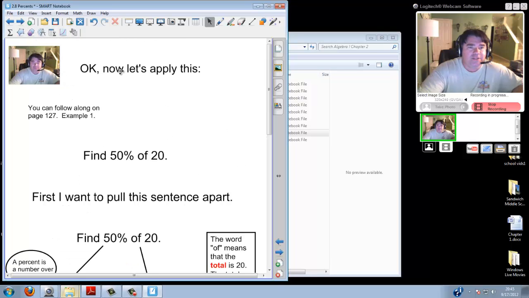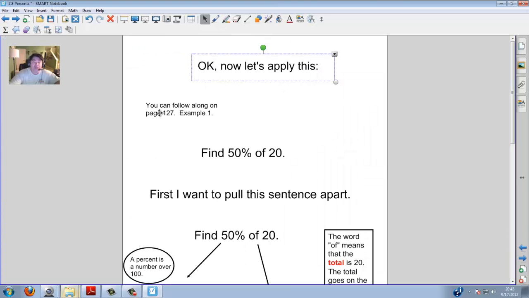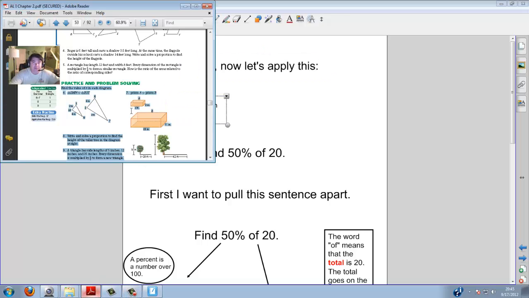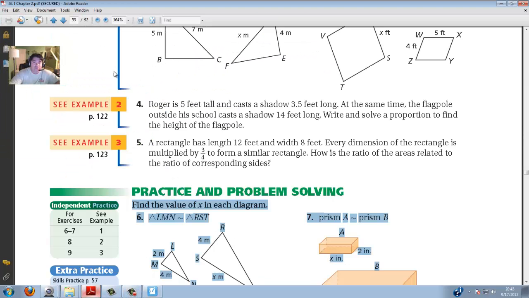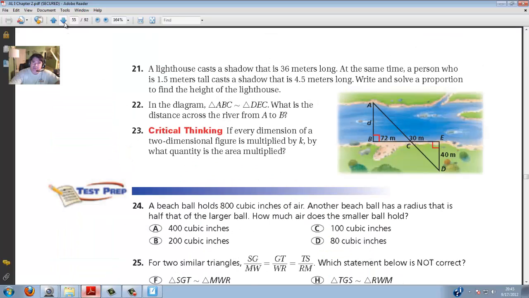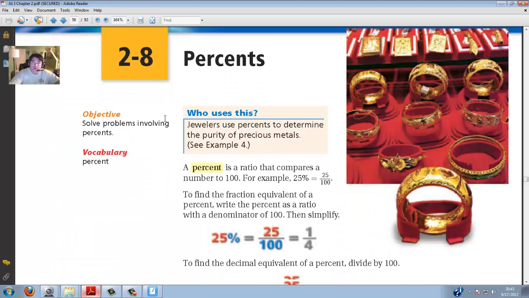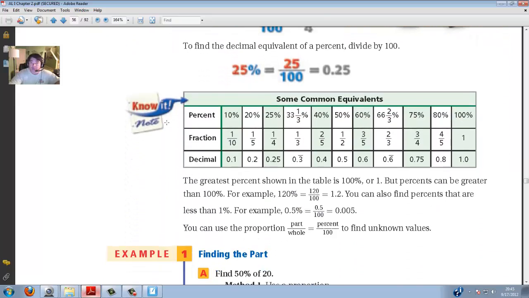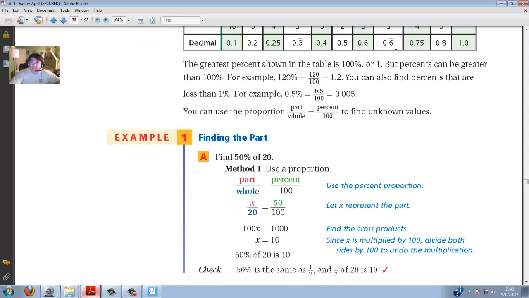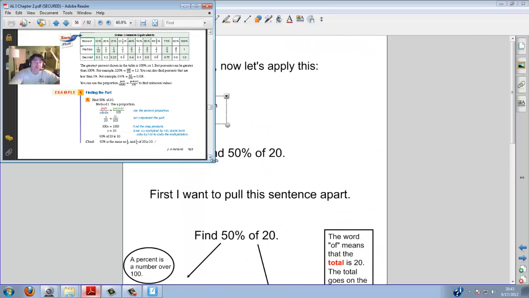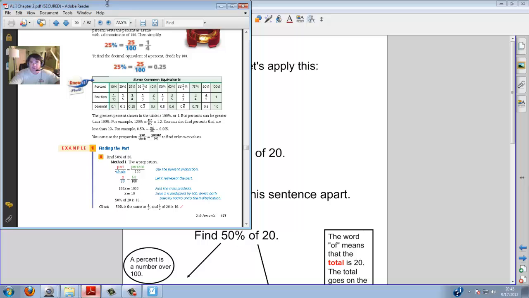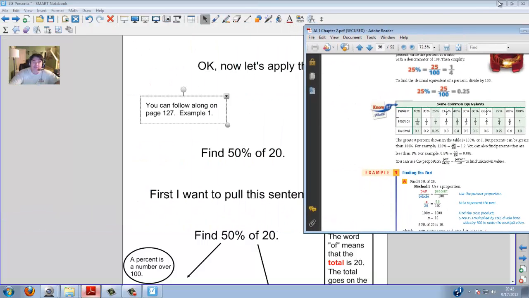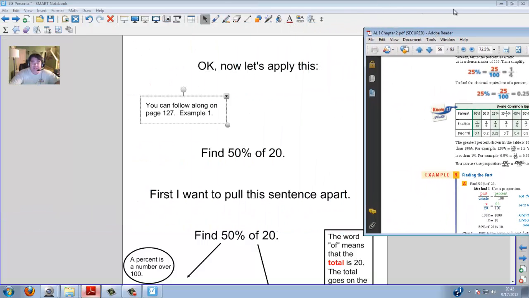Moving on, now let's apply this. So you can follow along, let me open this up here. Now, you can follow along on page 127, example 1 if you wish, which is right here. Here's some things you might want to know as well. But let's go ahead and drop that again, see where we're at. I can go ahead and split the screen, or something like that. We'll get back to it.